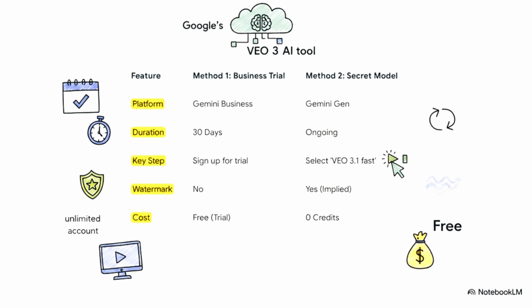So let's just put these two methods side by side real quick. Method 1, the business trial, you get 30 days of unlimited watermark-free power. Method 2, the secret model. This seems to be the long-term free play, but only if you remember to always pick that special fast model.